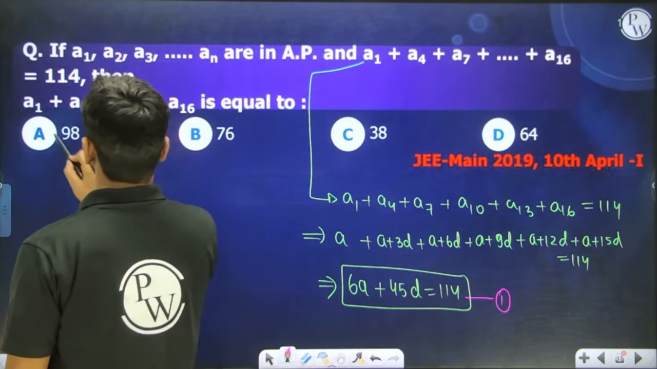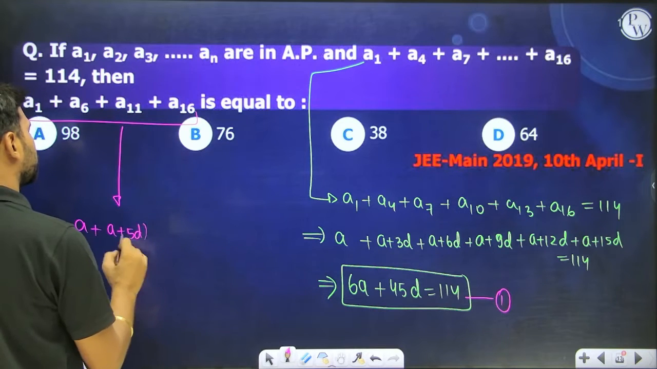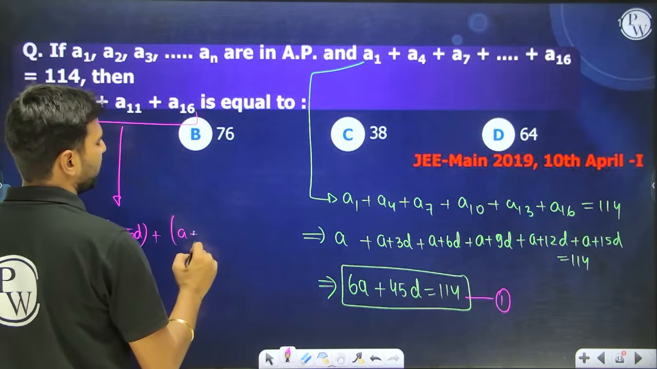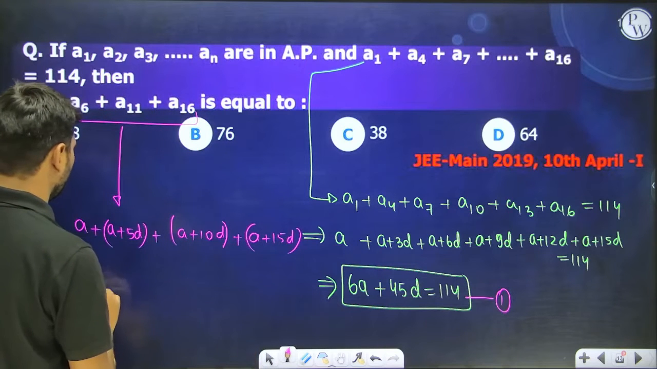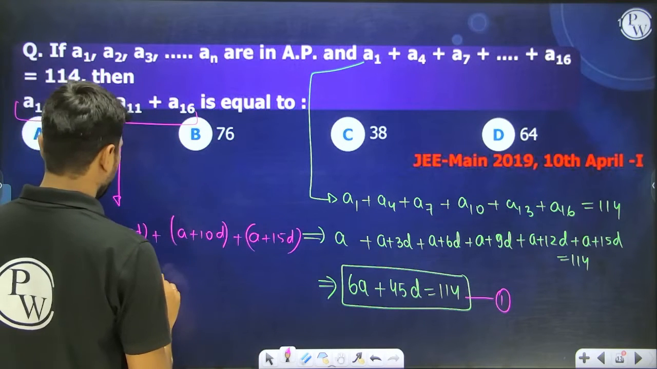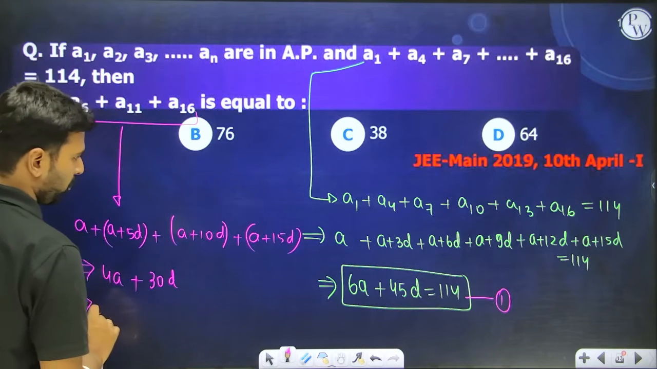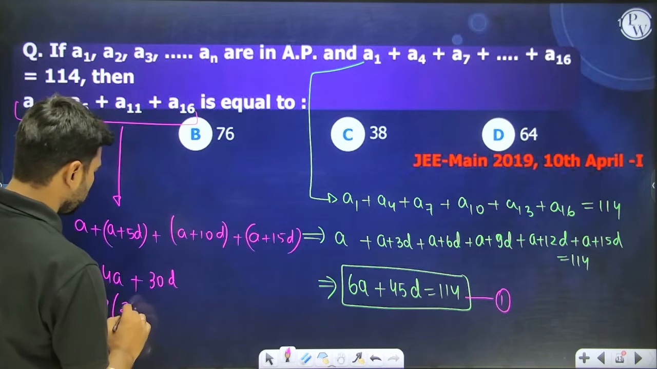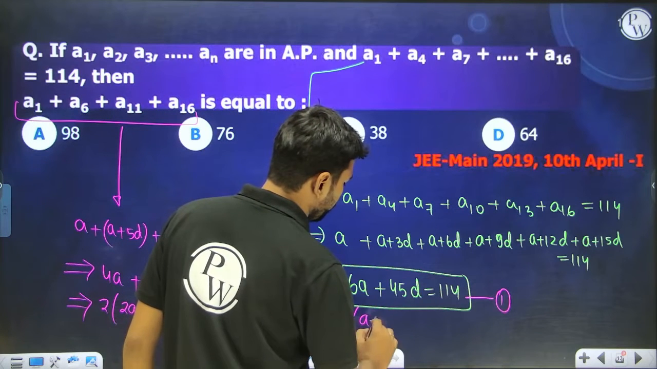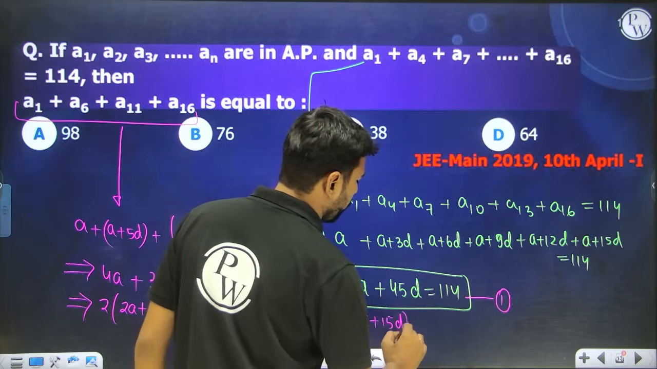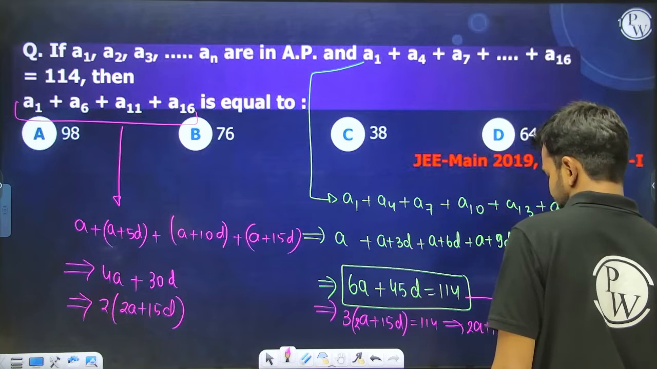Okay, talking about this particular expression, it is going to be a plus 5d, because the 6th term of the AP will be written like this, the 11th term will be written as a plus 10d, and the 16th term will be written as a plus 15d. So ultimately it is coming out to be 4a plus 30d. I can take 2 common from here, and you can write it as 2a plus 15d. And over here, if we take 3 common, then it is going to be 2a plus 15d equal to 114. So from here you can get the value of 2a plus 15d as 114 by 3.